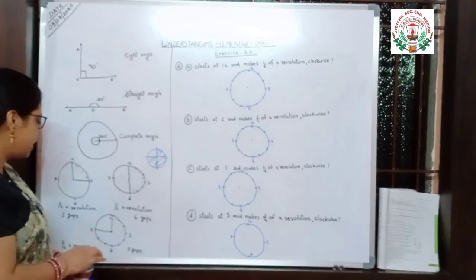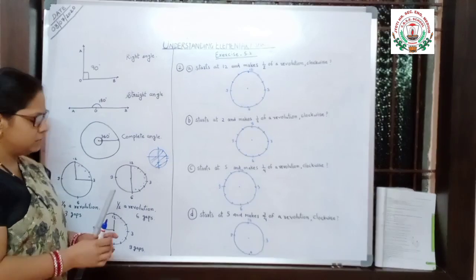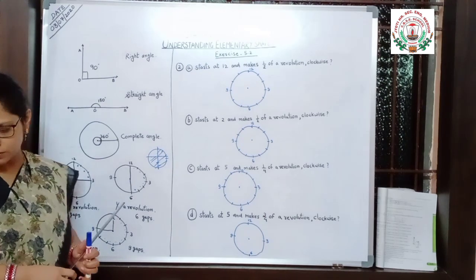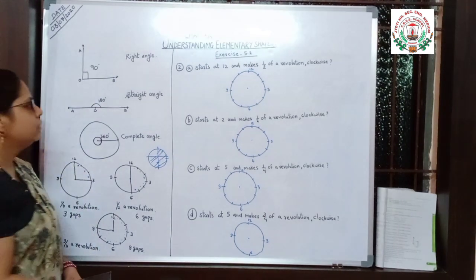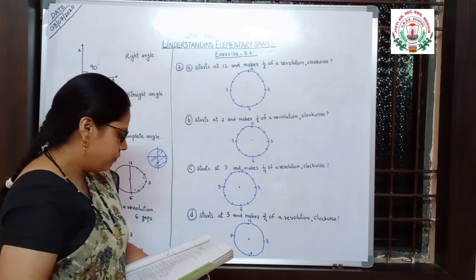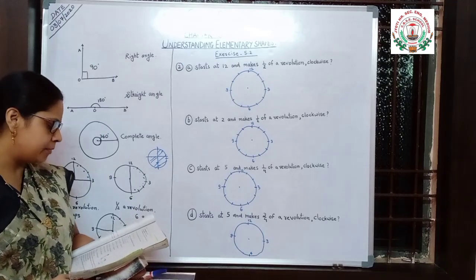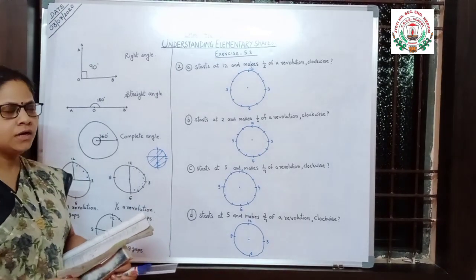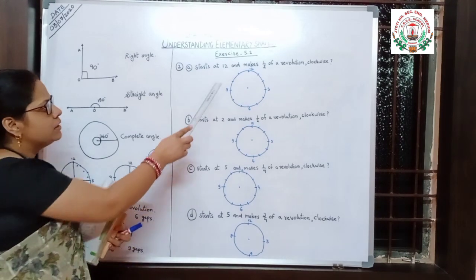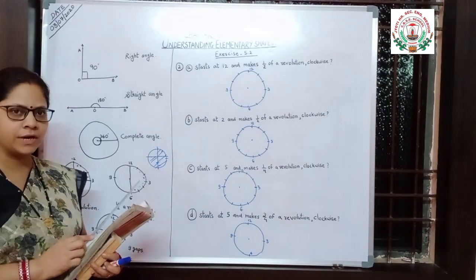Now we are going to deal with the same in exercise 5.2. The first question we have already completed, which asked how many degrees it is forming or what the fraction of that is. Now here it is asking, where will the hand of a clock stop if it starts at 12 and makes half of a revolution clockwise? Definitely the clock moves in the clockwise direction only. So it is moving clockwise, starting at 12 and making half a revolution. Half a revolution means just half, making a straight angle.